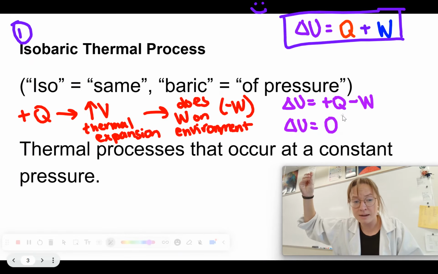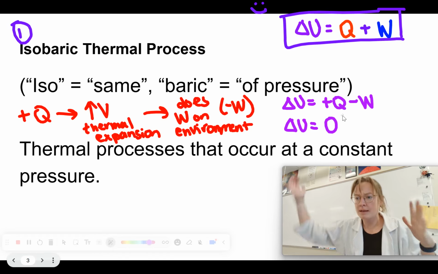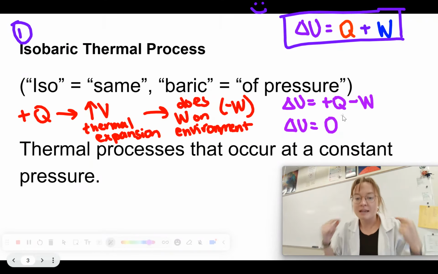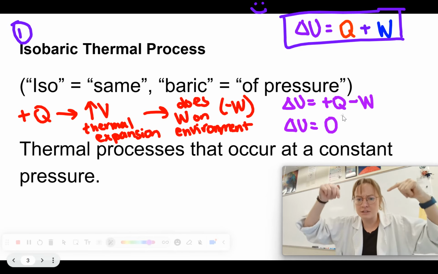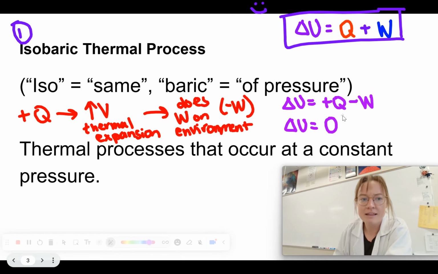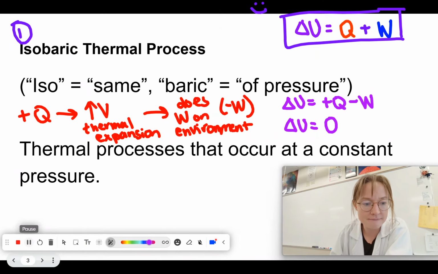Is the bathtub filling up with water? Is it gaining water? No, because the water's flowing in and back out. Same thing here. The gas isn't gaining any energy because it's letting the energy flow into it and right back out again. This is an isobaric thermal process. Let me get cleared out here and then we'll go to the next slide.